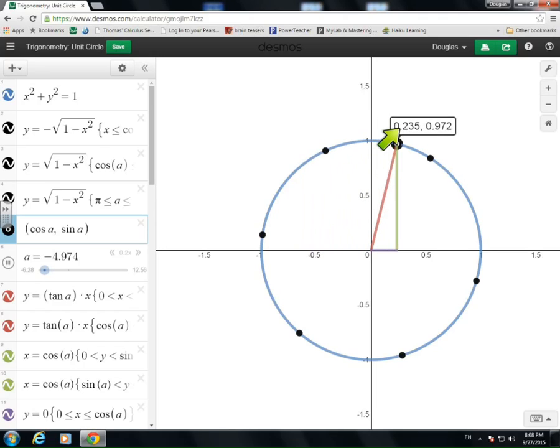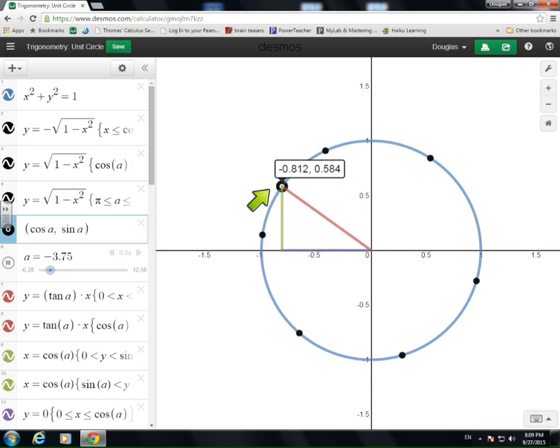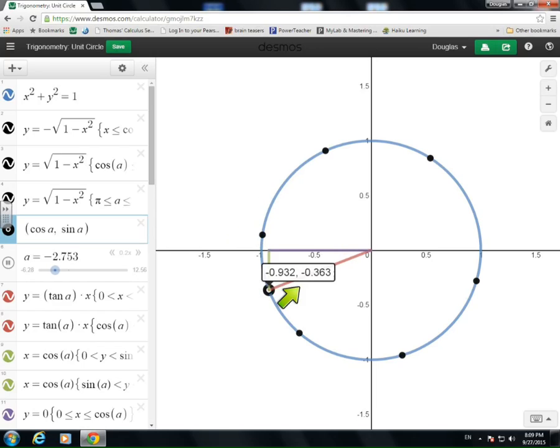Here it's at 0. Then we can look at the y-coordinates, the sines. Now it's at 0. Then the y-coordinate goes all the way up to 1. So these are sines. Now the sine is 0. Now the sine is going back down to -1, and so on.